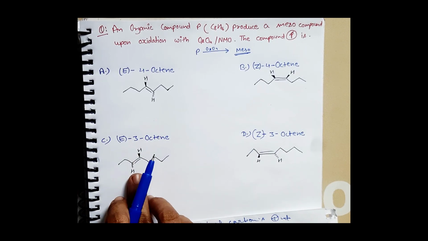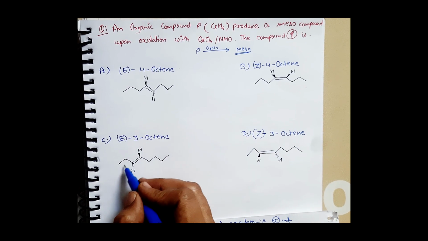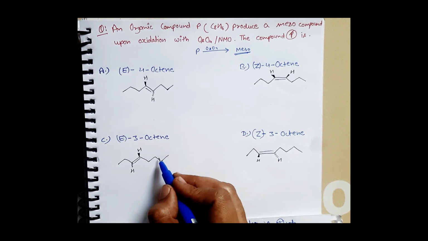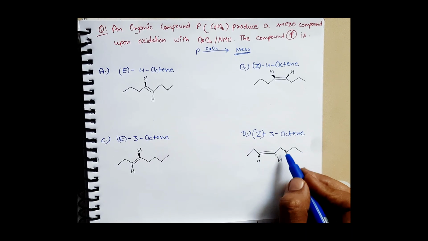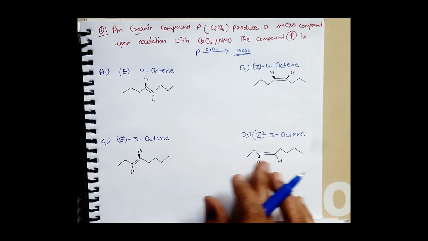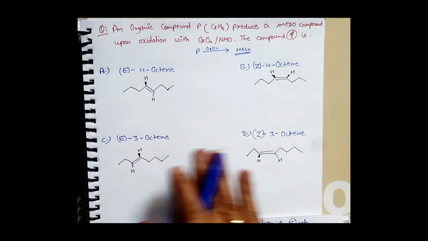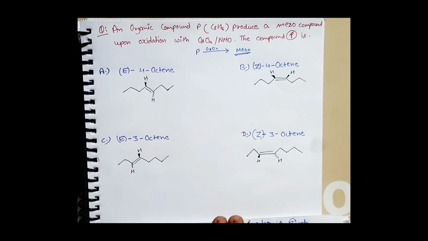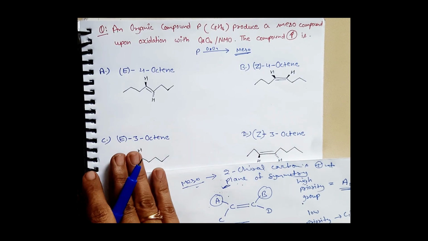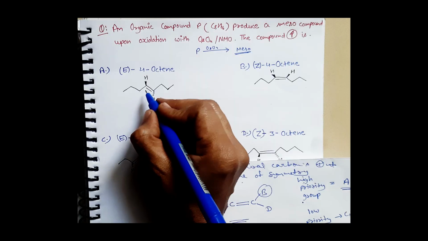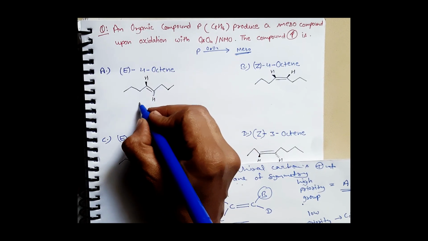And in option C and option D, attached to the double bond, two carbons are present on one side and four carbons on the other. In option D also, two carbons are present here and four carbons here. They both look unsymmetrical, so we eliminate options C and D. Now we work with option A and option B. First we react option A with osmium tetroxide.